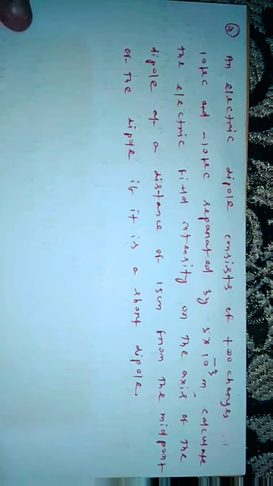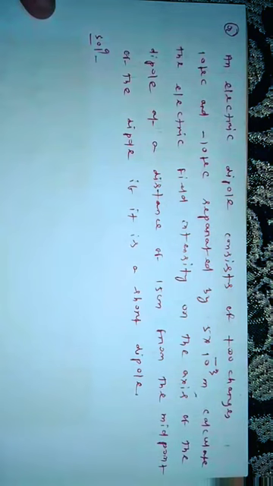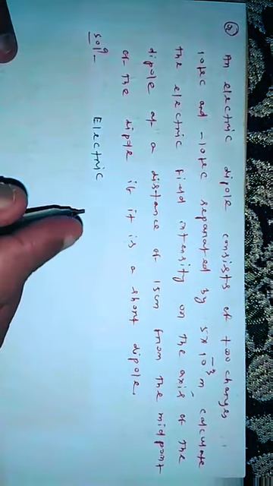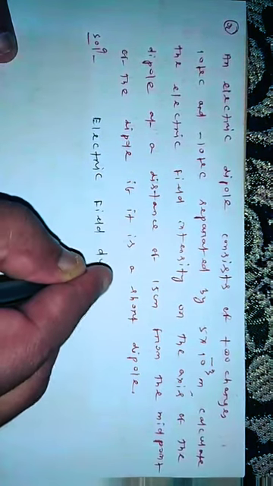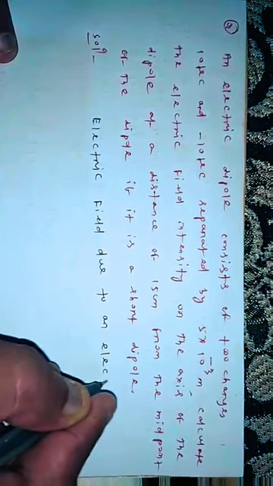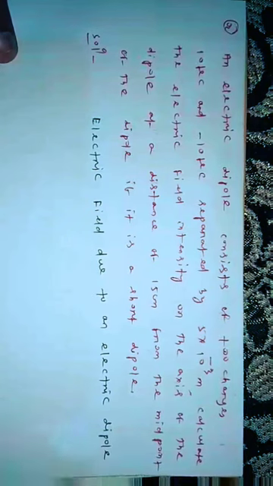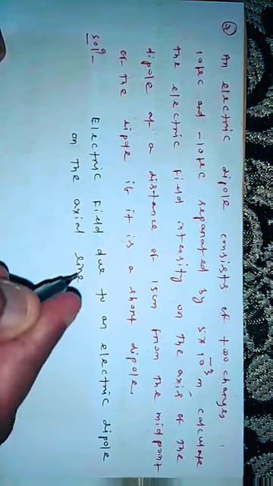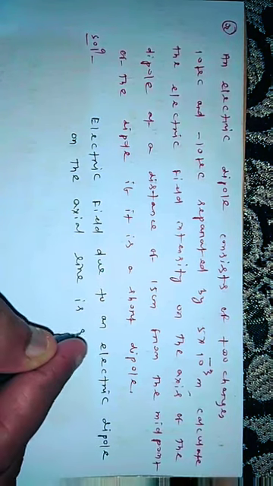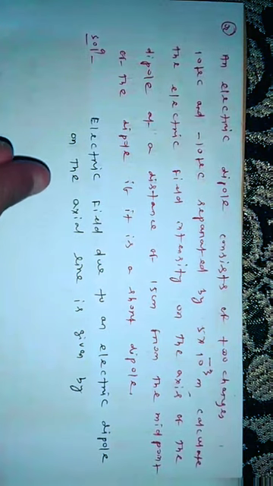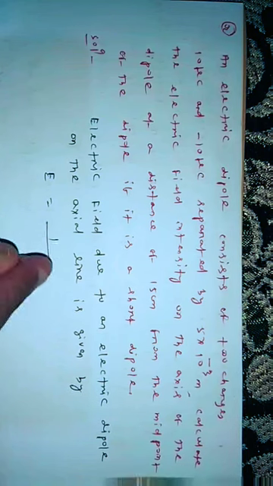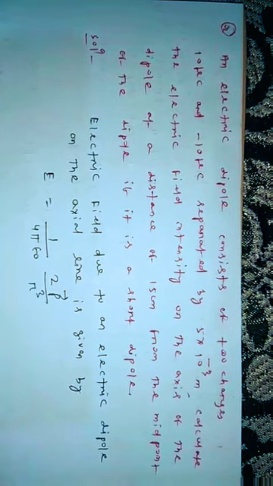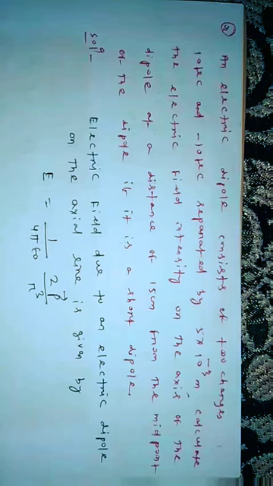So electric field intensity due to an electric dipole on the axial line is given by E equal to 1 by 4 pi epsilon 0 into 2p by r cube. Okay, 1 by 4 pi epsilon 0, 2p by r cube.